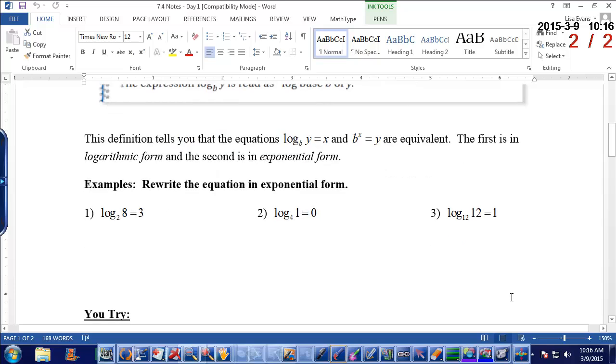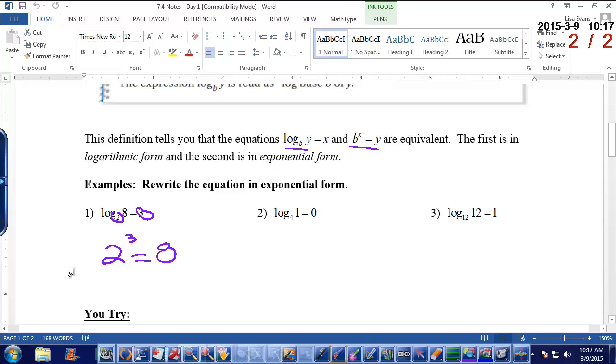Okay, this definition tells you that the equations log base b of y equals x and b to the x equals y are equivalent. The first is in logarithmic form and the second is exponential form. So right now all we're going to do is rewrite them in exponential form. When I rewrite it, this becomes our base, this becomes our exponent, and we set it equal.